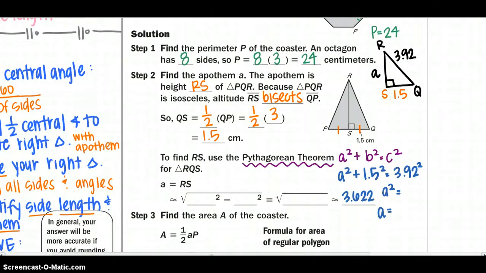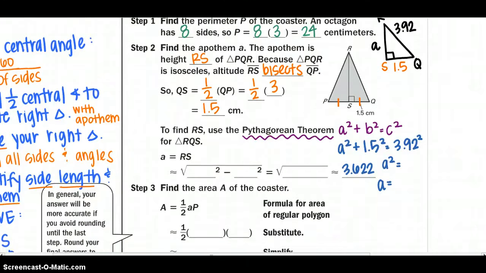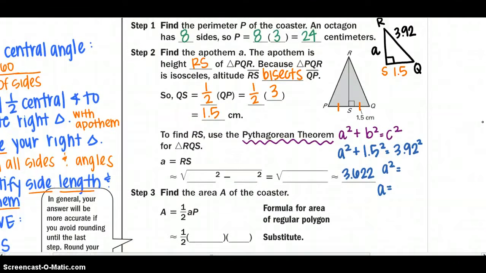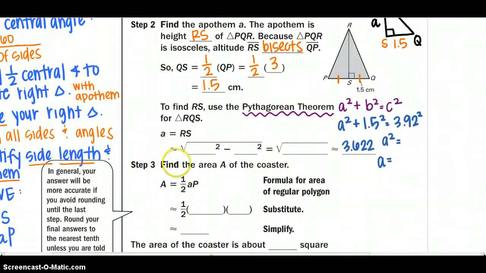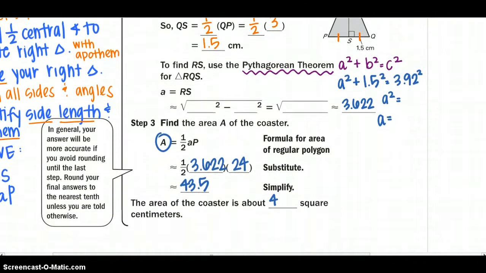So using that, we found our perimeter, we found our apothem. So now we can use our area equation down here. We'll say 1/2 times our apothem, which we said was 3.622, times our perimeter, which is 24, which we found at the very beginning of the problem. So we would say this is 43.5 square centimeters.